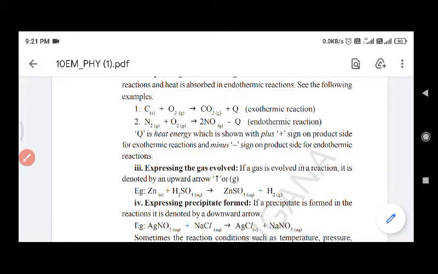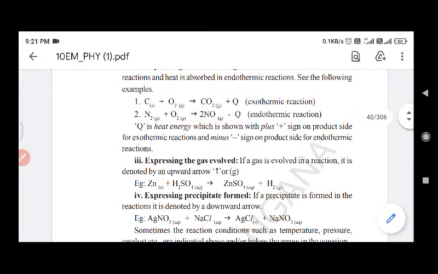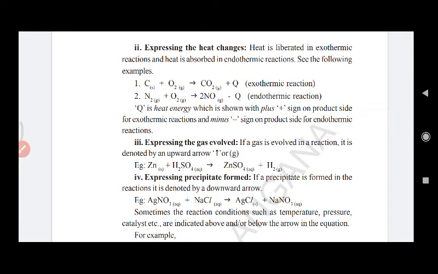Here, plus Q at the product side means exo, or minus Q at the reactant side also represents exothermic. Minus Q at the product side or plus Q at the reactant side indicates an endothermic reaction. So this is the second type of information given while writing the chemical equation.